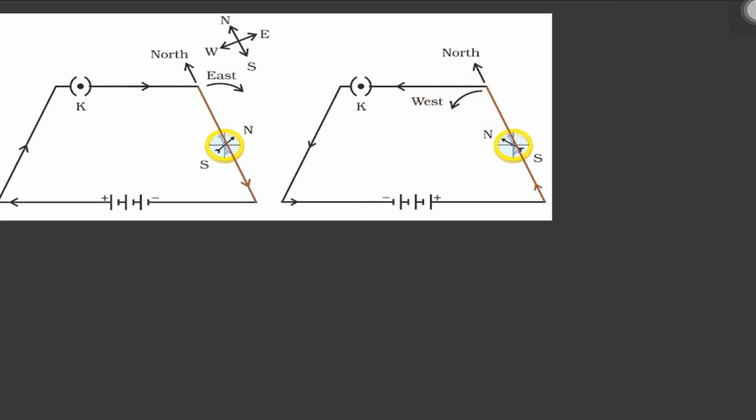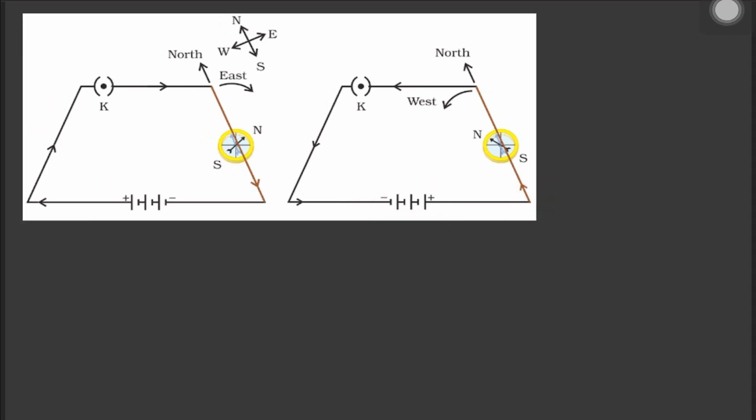Hope it's clear. So in this activity, we are observing the direction of current and magnetic field. When the direction of current is changed, the direction of magnetic field also changes. That is why the compass needle, which was deflecting towards east, is now deflecting towards west on changing the direction of flow of current. So what are the questions that can be expected with respect to this activity?